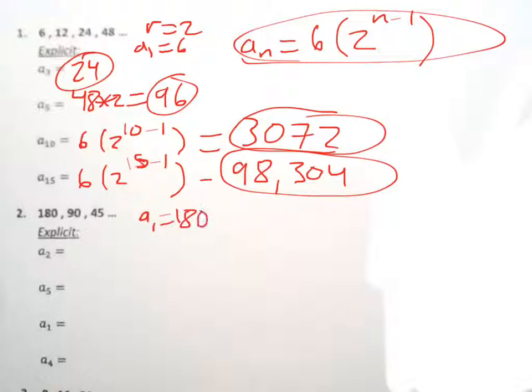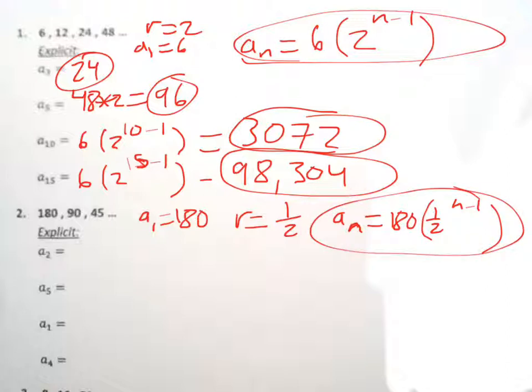On number 2, we have an initial value of the first term in the sequence, which is 180, and the pattern on this one is not timesing by 2, but rather dividing by 2 each time. And so if you want to divide by 2, that's the same thing as multiplying by 1 over 2. And so now we have that information. My explicit function, which is going to be a sub n, is initial value times common ratio to the n minus 1 power.